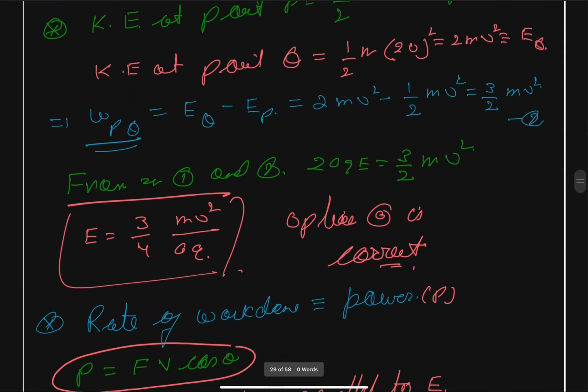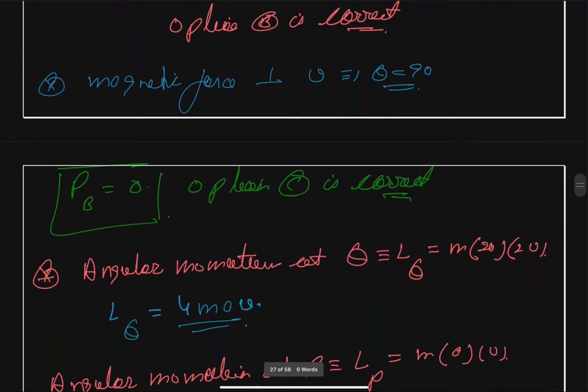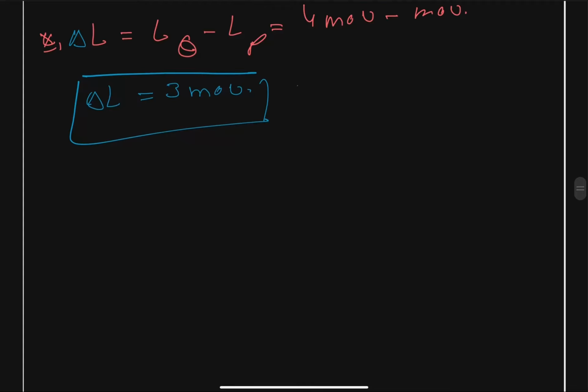So option D is incorrect because it is mentioned as 2 MAV. Option D is incorrect. Next question.